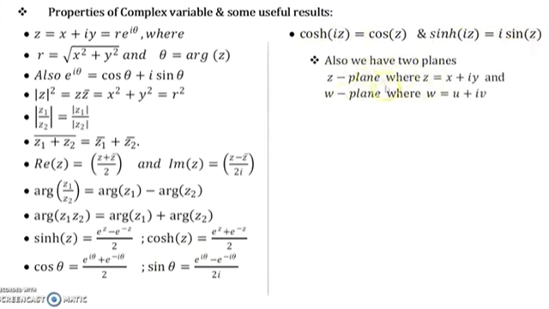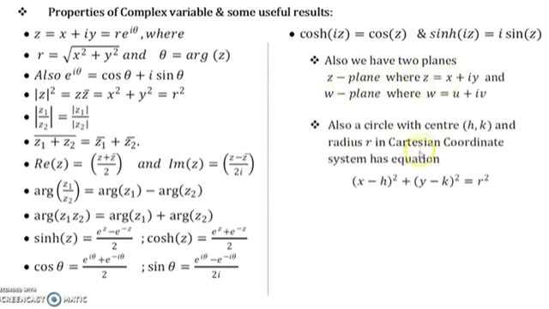Also we have two planes, z plane where z is equal to x plus iy, and w plane where w is equal to u plus iv. Also a circle with center h comma k and radius r in the Cartesian coordinate system has equation x minus h the whole square plus y minus k the whole square is equal to r square. Here h and k are the center and r is the radius of the circle. And it is represented in the z plane as modulus of z minus h plus ik equal to r.